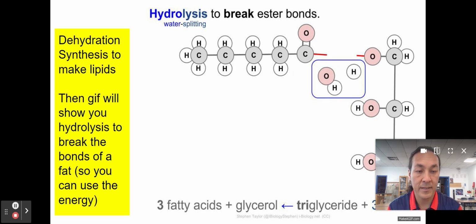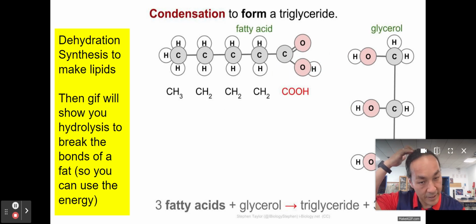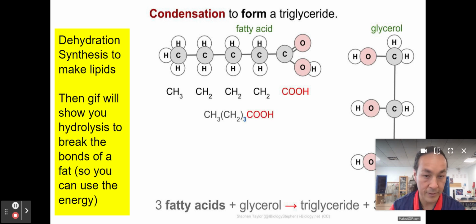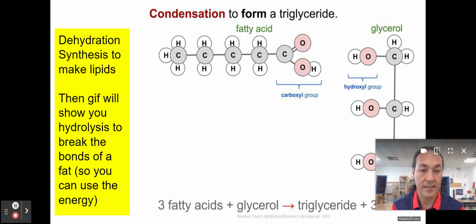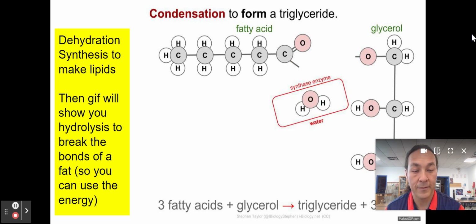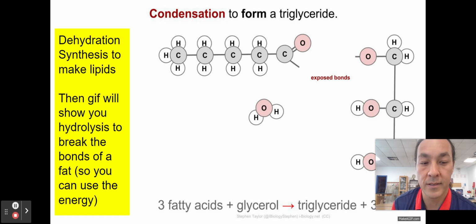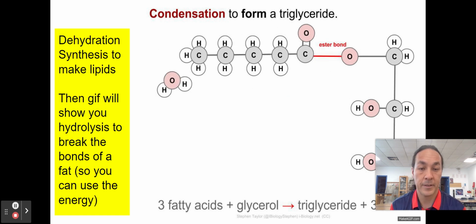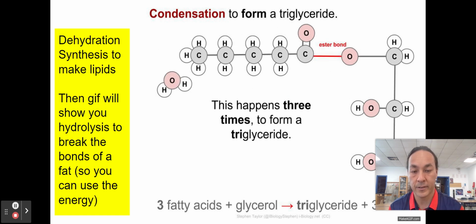Here's hydrolysis, breaking it, inserting the H and the OH, the water molecule, and breaking it into fatty acids and glycerols. So why would we break fats? Let's say that we're out of carbohydrates and we need to burn some fats in the cellular respiration pathway to make energy for ourselves.